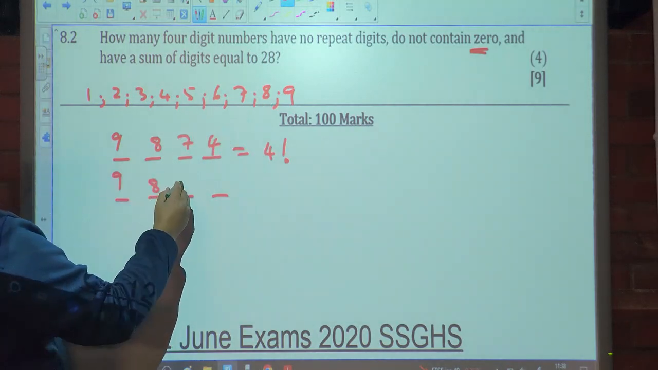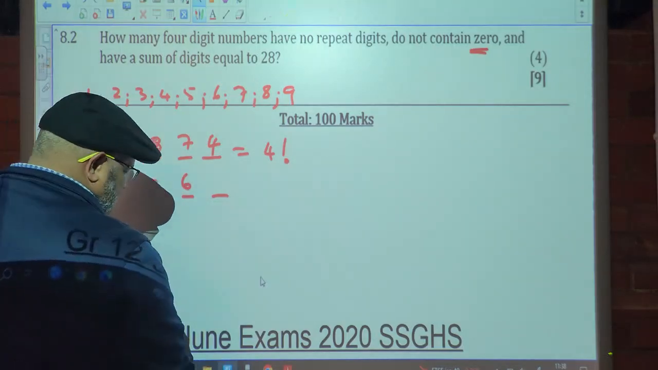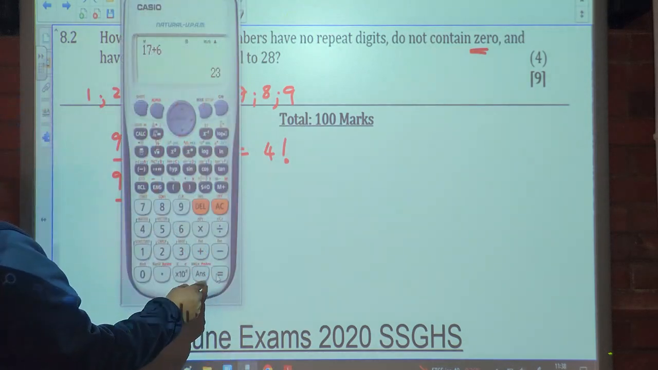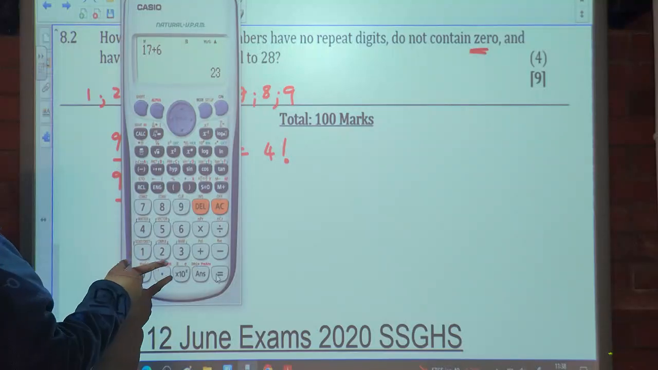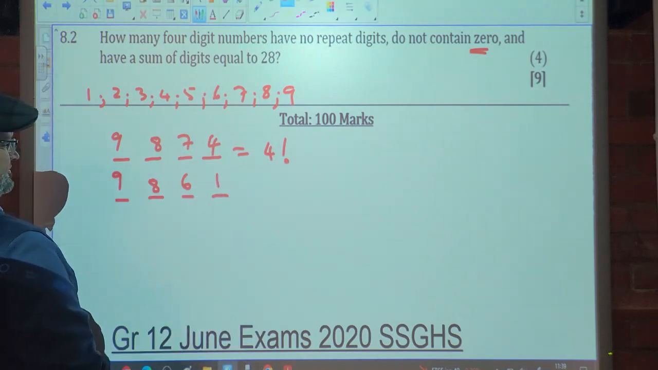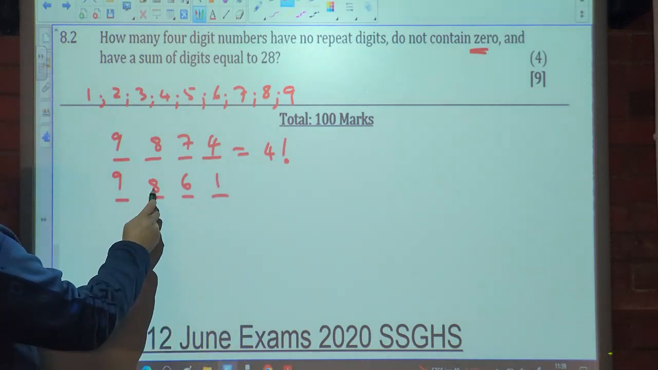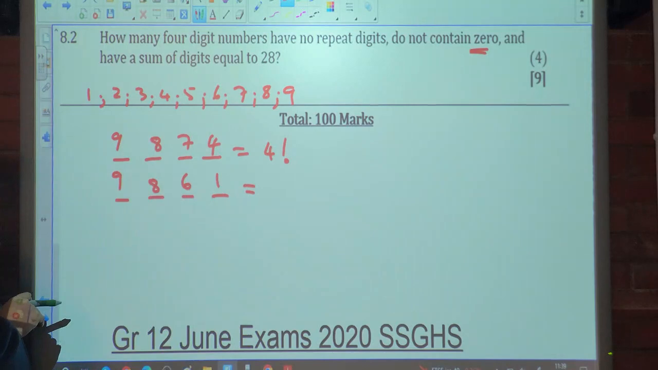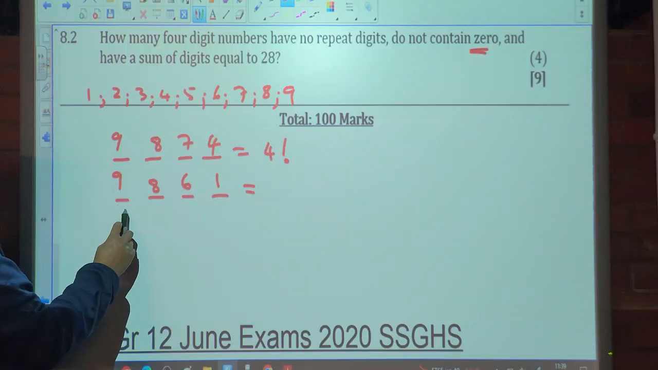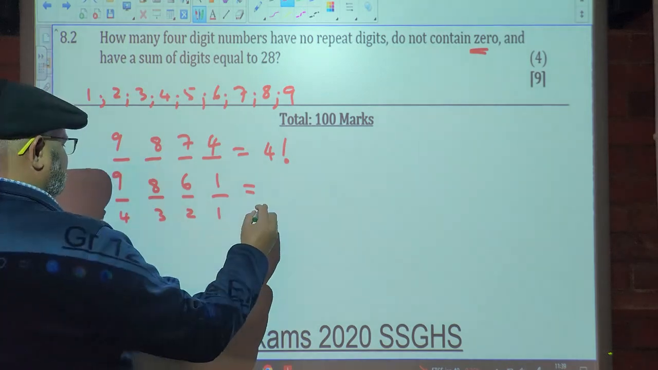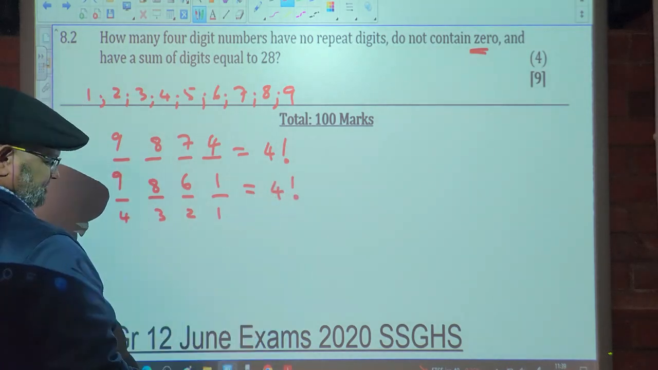Then, of course, we could have gone with 9, 8. Instead of a 7, I could have gone with a 6. So 9 plus 8 is 17, and 17 plus 6 is 23. So from these 4 numbers, we can rearrange that. And then how many options do we have here? 4, 3, 2, 1, which is going to give us, again, 4 factorial.